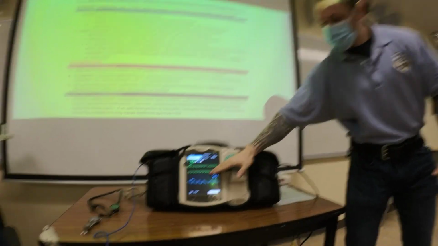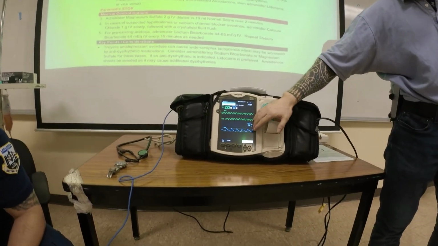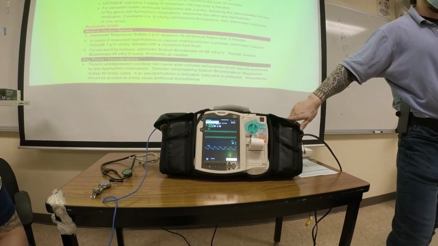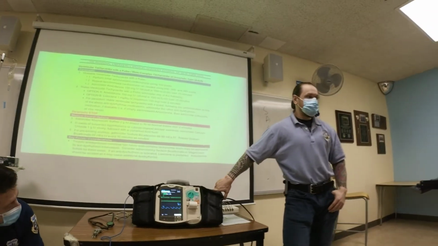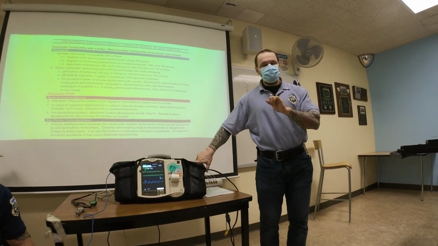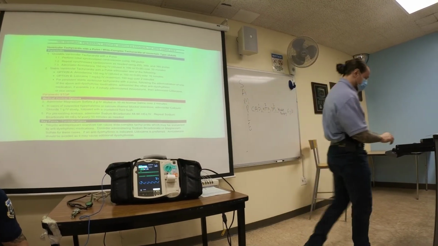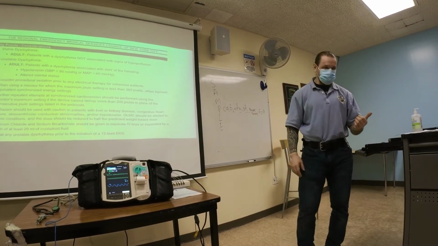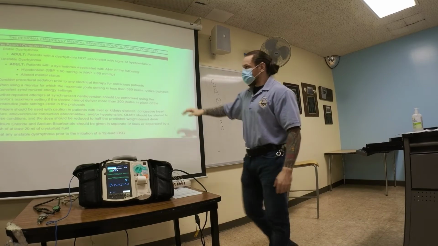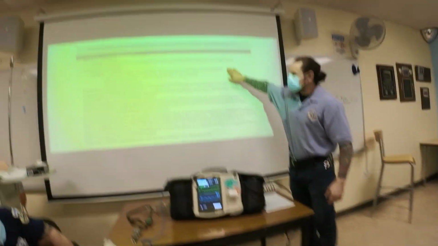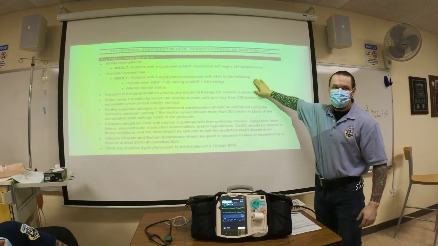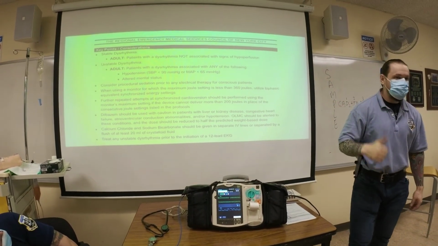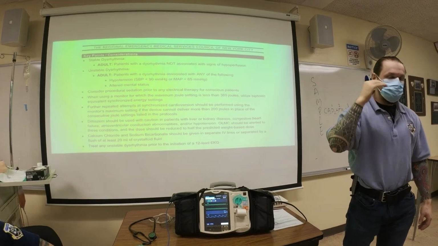So now we see this rhythm. What do I have to do now? Establish IV and start. But before we do, determine if he's stable or unstable. Perfect. Why? Because that dictates our treatment. A stable dysrhythmia is a dysrhythmia not associated with any signs of hypoperfusion. And an unstable dysrhythmia is a dysrhythmia that has shortness of breath, hypotension, altered mental status, right?